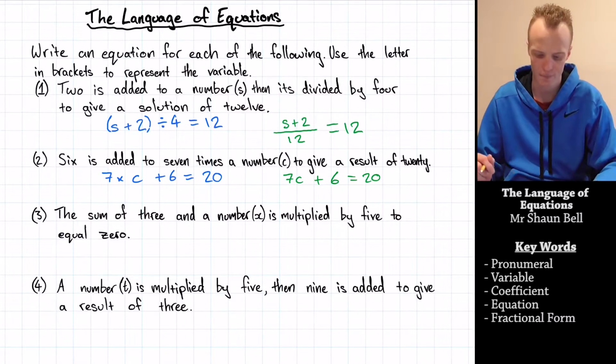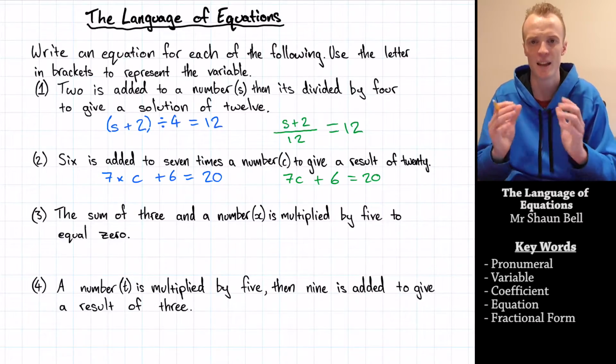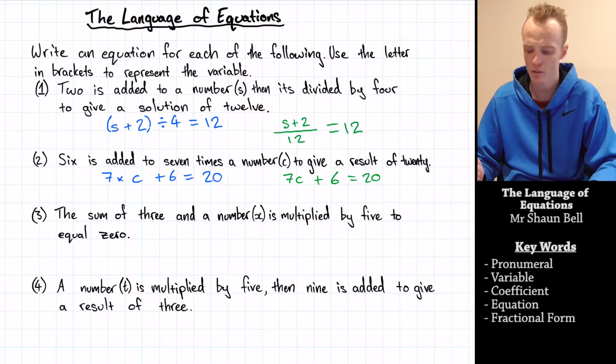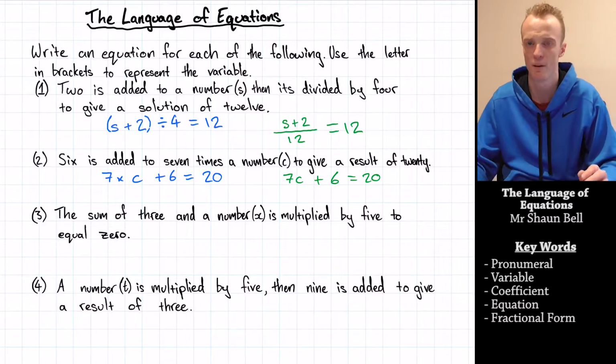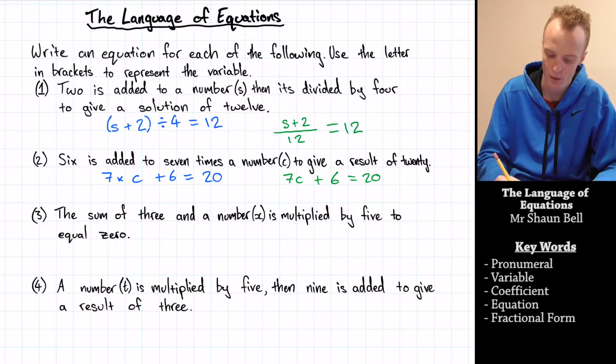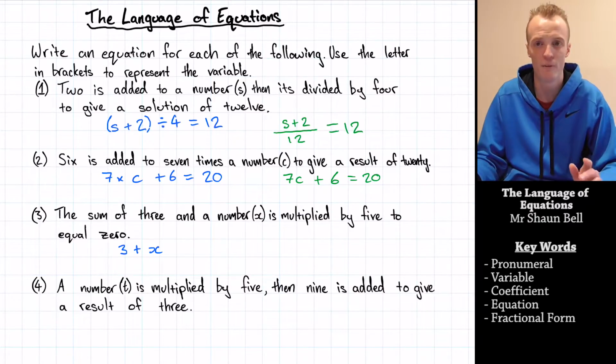Looking at question 3. The sum of 3 and a number x, remembering that sum means adding these together, is then multiplied by 5 to equal 0. So breaking that up, we're first doing the sum of 3 and a number before we're multiplying by 5. So we've got to take this 3 and add it to our number, which we're representing as the pronumeral x. But now we've got to multiply this by 5.